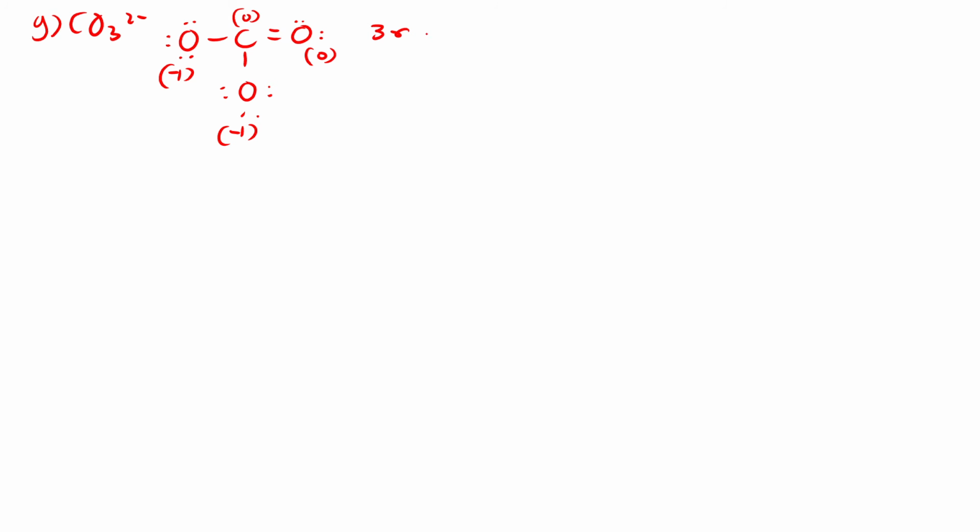Okay, last question. CO3 2-. So this structure carbon double bond, 1 oxygen, 2 lagi single bond. Okay, calculate formal charge untuk oxygen single bond -1, oxygen double bond 0, carbon pun 0. So ada 3 sigma. So sp2 untuk carbon.